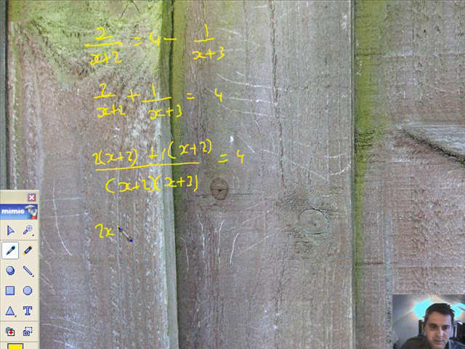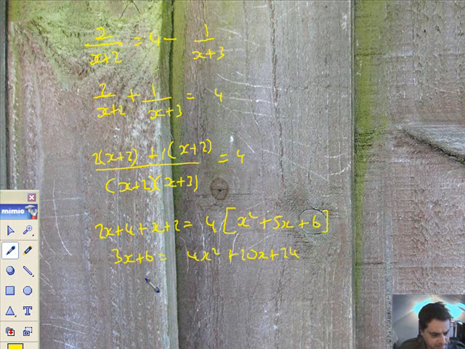Multiply the top, 2x plus 4 plus x plus 2 equals 4 lots of whatever this is going to be. So I'm going to take it over and multiply in one step. X squared plus 3x plus 2x makes plus 5x, and 2 times 3 is 6. Okay, it's all nice and positive. Simplify this a little bit. 2 plus 1 it would become 3x plus 6 is equivalent to 4x squared, me multiplying out, plus 20x plus 24.